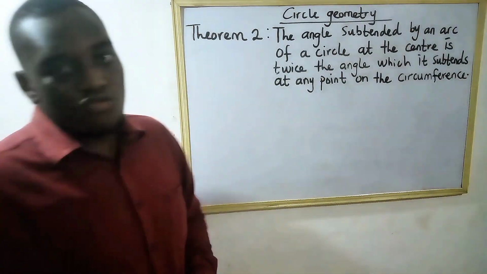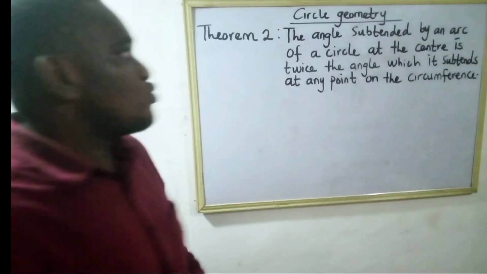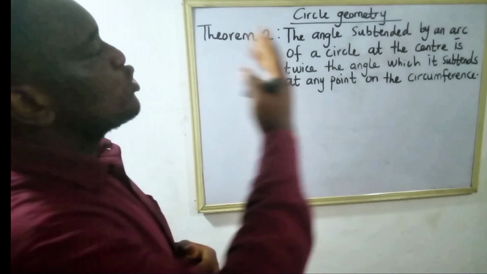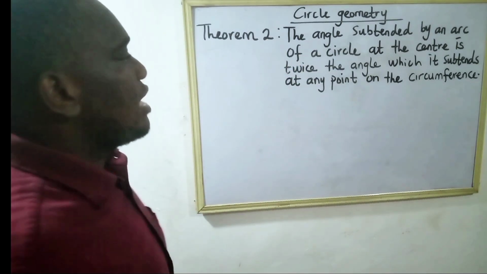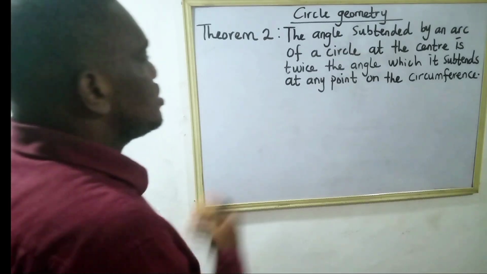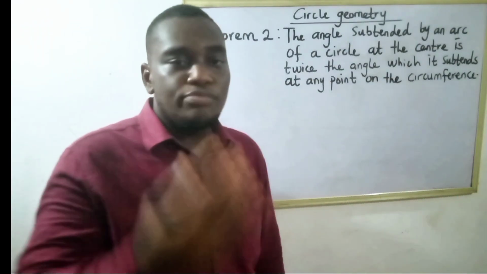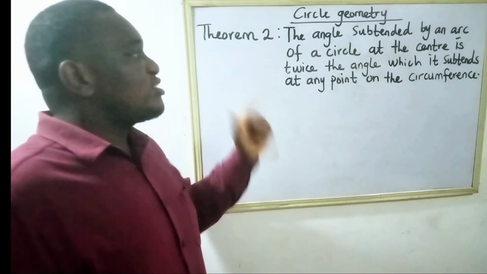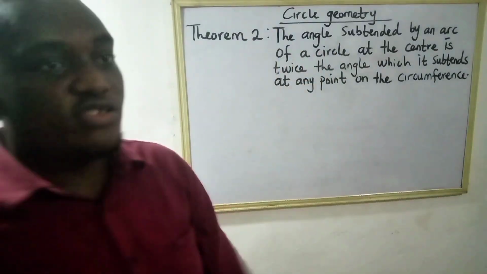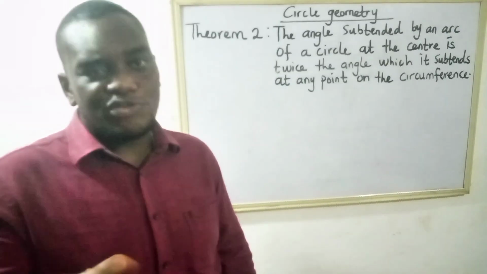This is Theorem 2, and Theorem 2 is just stated as written on the board also. The angle subtended by an arc of a circle at the center is twice the angle which it subtends at any point on the circumference. I know that this theorem can look like a lot going on, but I am here to break it down for you. So what is Theorem 2 actually saying?